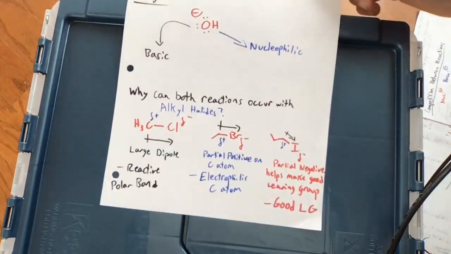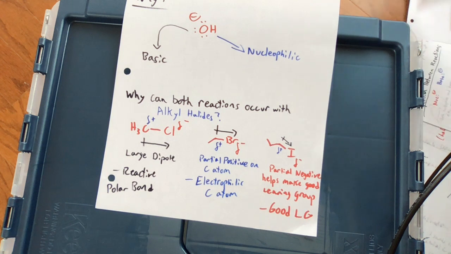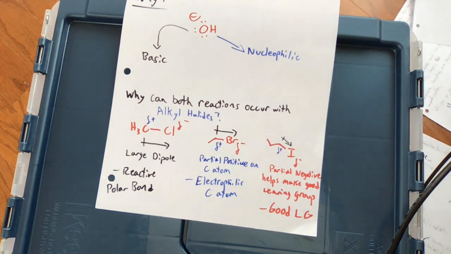And the reason why alkyl halides are able to do these types of reactions is that they have a large dipole between the halide and the alkyl group, meaning that the carbon there is partially positive and can react with nucleophiles. Also, the halide group can be a good leaving group, which means that it's amenable to elimination reactions because it would be just as happy on its own.